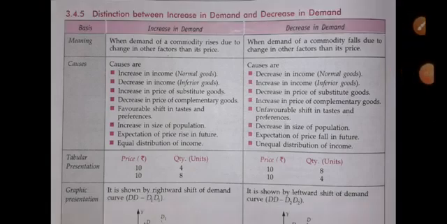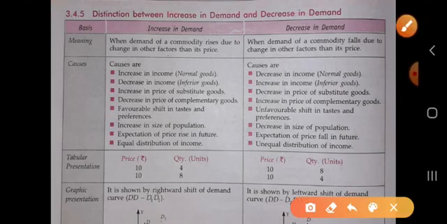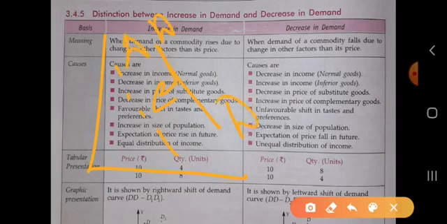Okay, now the next are the causes for the decrease in demand. Decrease in income. When the income of any individual decreases, in the case of a normal good, the curve is shifted leftward. Okay, D2 D1. Increase in income. When the income increases in the case of an inferior good, there is a decrease in demand.